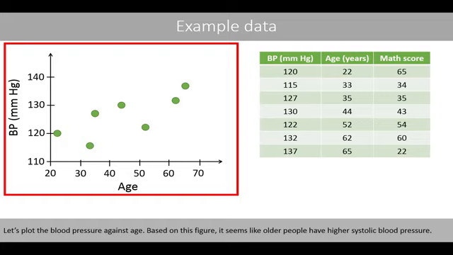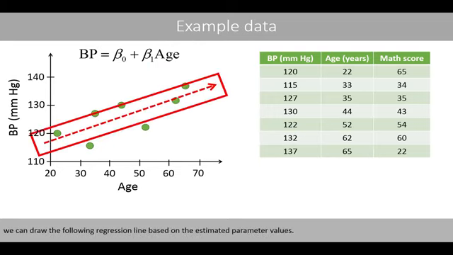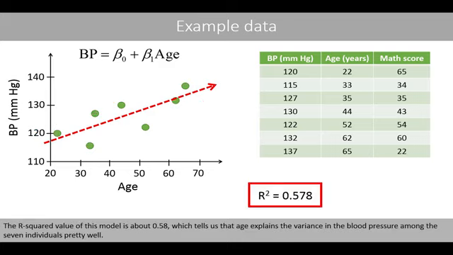Let's plot the blood pressure against age. Based on this figure, it seems like older people have higher systolic blood pressure. If we fit the following regression model to the data, we can draw the following regression line based on the estimated parameter values. The R-squared value of this model is about 0.58, which tells us that age explains the variance in the blood pressure among the 7 individuals pretty well.